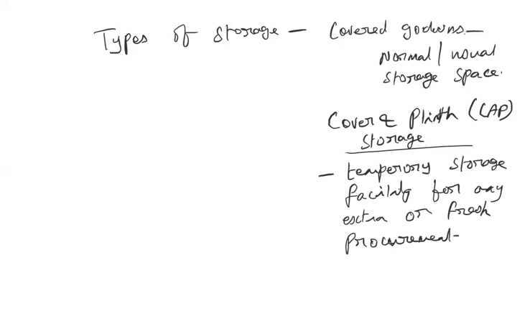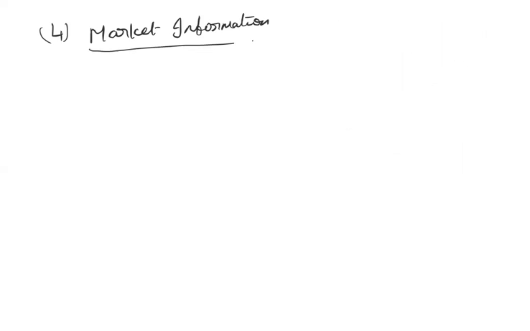So these are all the two types of storage. Okay, and then the next step taken by the government is providing the market information. So basically, what are the prevailing prices in the market? Through various means, one is through All India Radio and Doordarshan.